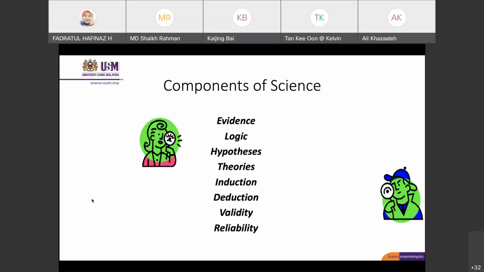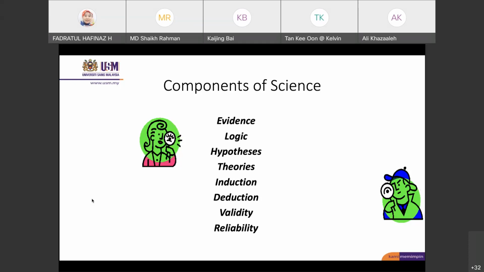The fourth component, theory. What are those? Theories can be defined as a set of related hypotheses, a group of hypotheses that act together to provide a better explanation than any single hypothesis. So how about induction? It can be defined as the generation of hypotheses and or theories from empirical evidence. And deduction is the reverse definition of induction. Deduction can be defined as the testing of hypotheses or theories with empirical evidence.